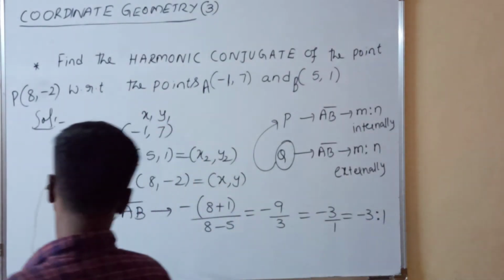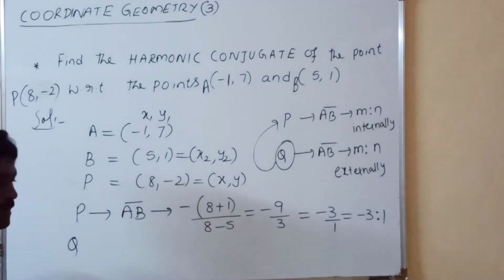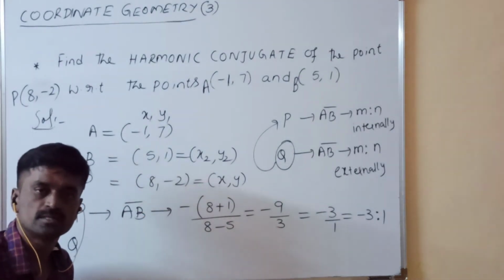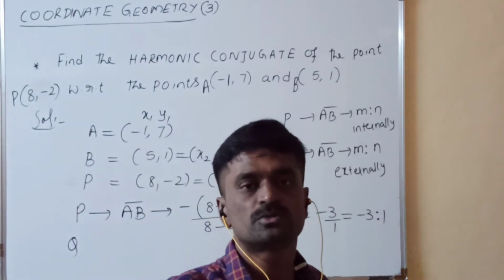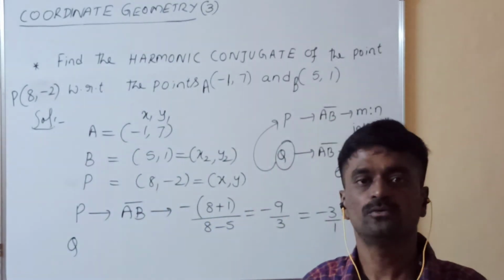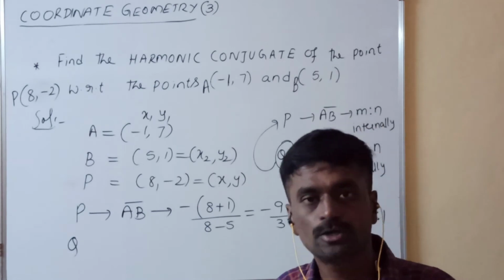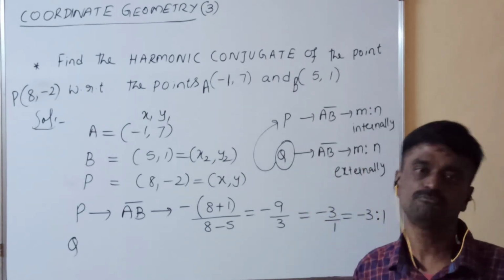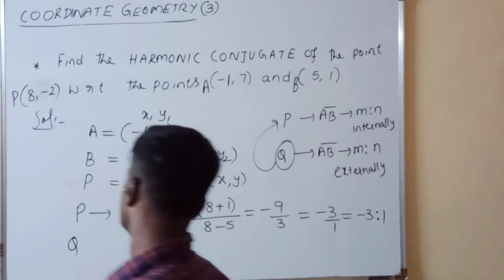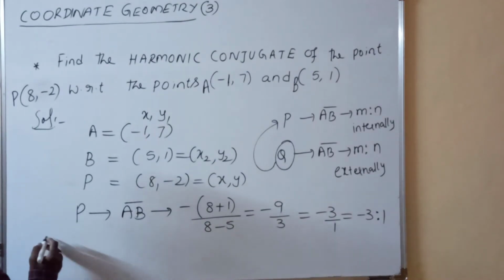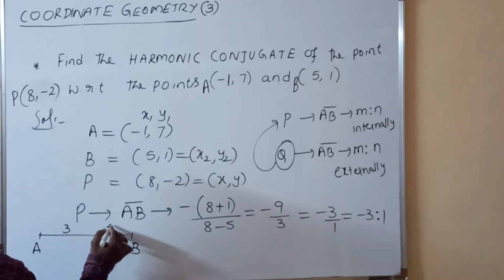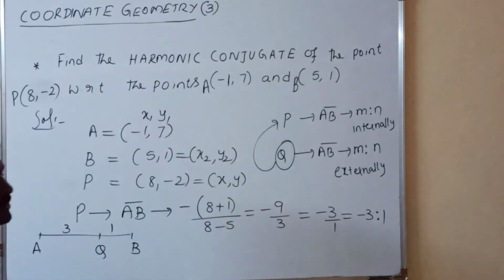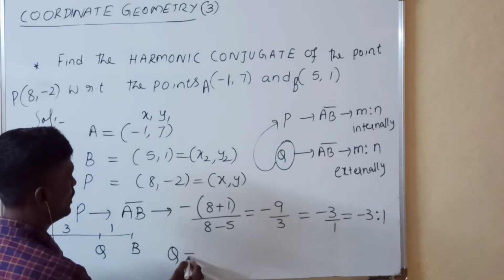So say Q is a point which divides the segment AB in the ratio 3 is to 1 internally. Then Q becomes the harmonic conjugate of P. Now I'm going to find Q's coordinates using the section formula. So Q has to divide AB segment in the ratio 3 is to 1 internally. So using the section formula, what you will get?